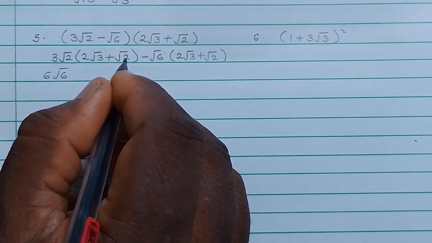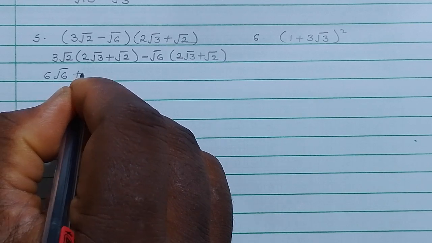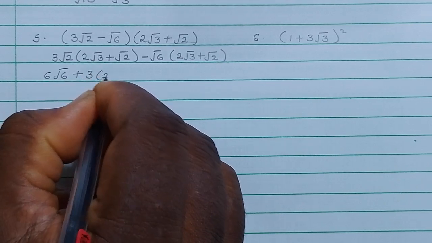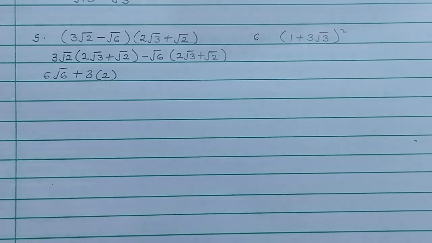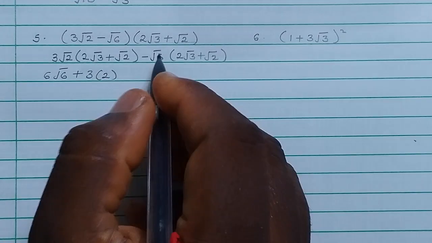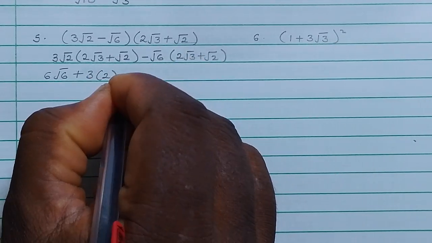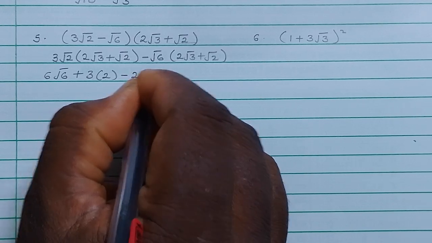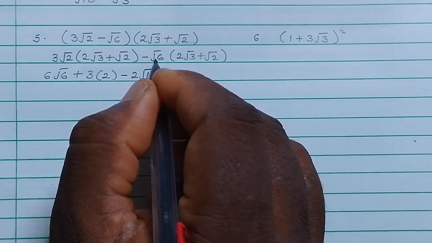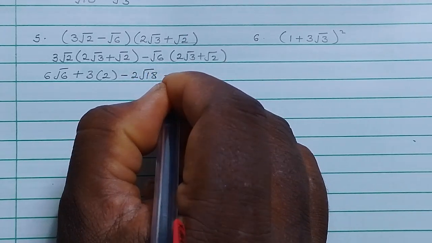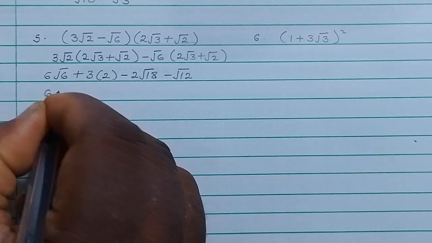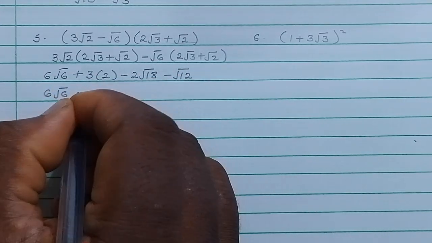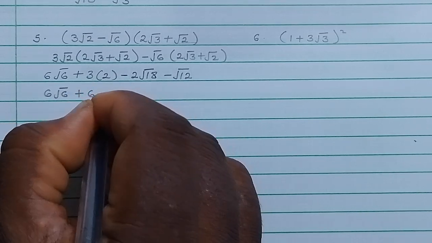This and this will be plus 3 multiplied by 2. This 3 is here. Root 2 times root 2 is 2. Then we continue. This multiplied by this is minus 2 root 18. Then this multiplied by this is minus root 12. We simplify for that. This is 6 root 6 plus 6 minus 2.